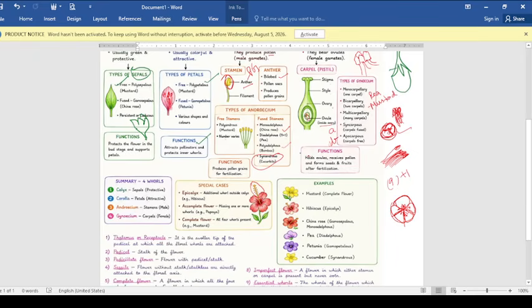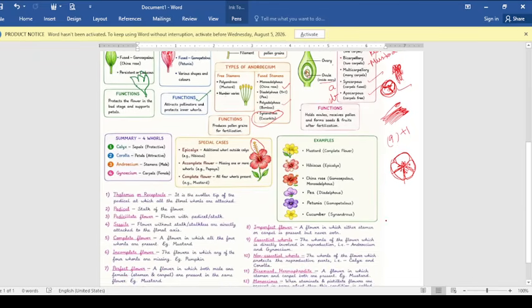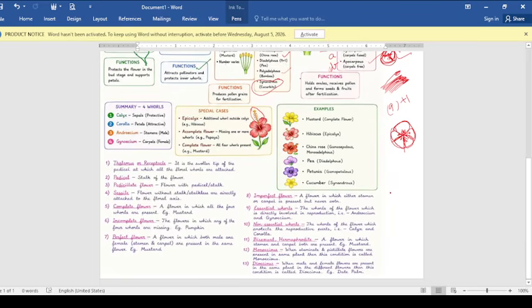In carpel, we have two conditions. If carpels are fused with each other, syncarpous. If carpels are free from each other, apocarpous. These are the basic terms which we should remember when we are studying any description about a flower. Now let's move to some definitions which will be asked from you in the exam.